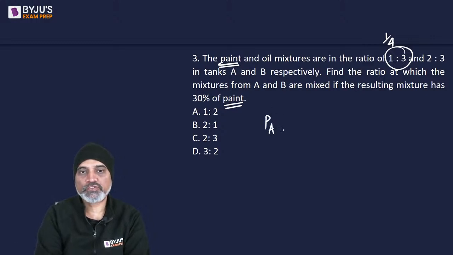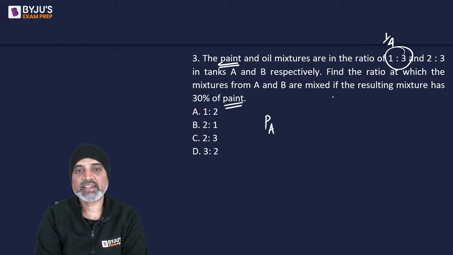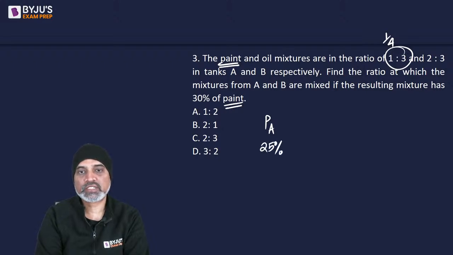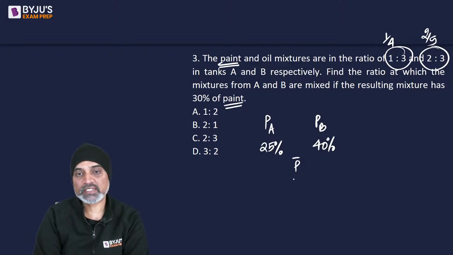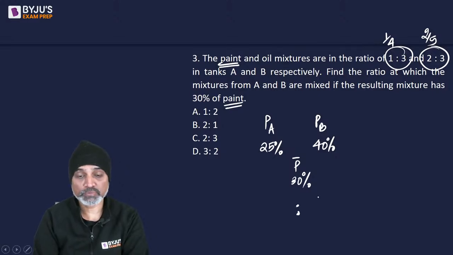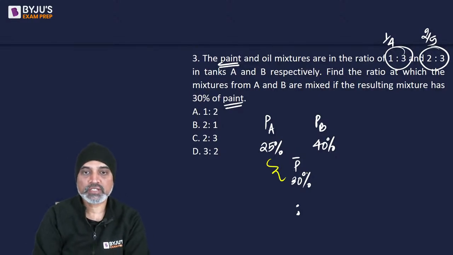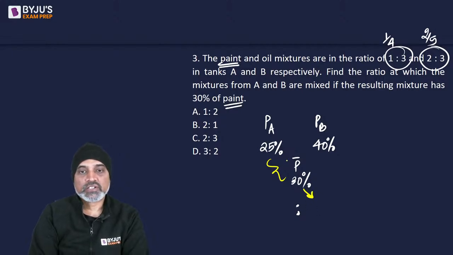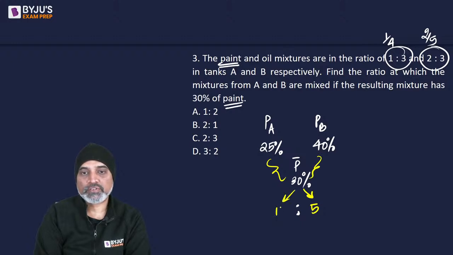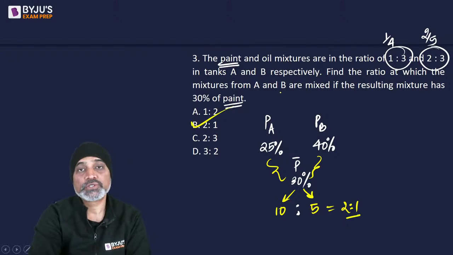So paint from mixture A, or tank A, is 1/4, which is 25%. Paint from mixture B is 2/5, which is 40%. And the paint from both of them, that is the average paint, is 30%. So if I want to find the ratio in which these two should be mixed, I will have to use alligation. I'll prefer that. So 25 and 30 are at a gap of 5, and 40 and 30 are at a gap of 10. So the answer will become 2:1. So we are supposed to mix them in the ratio 2:1.